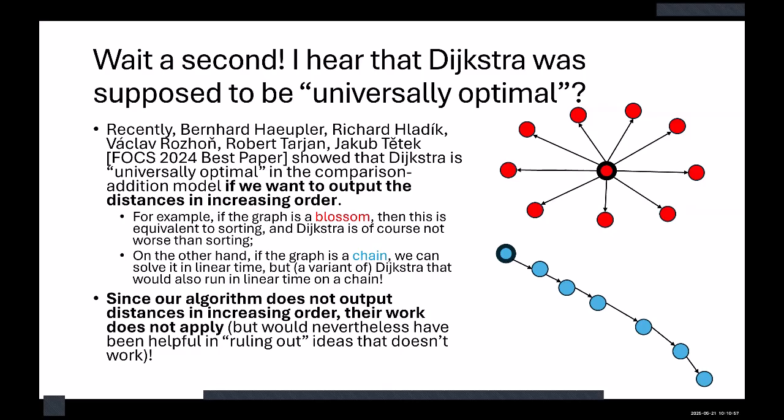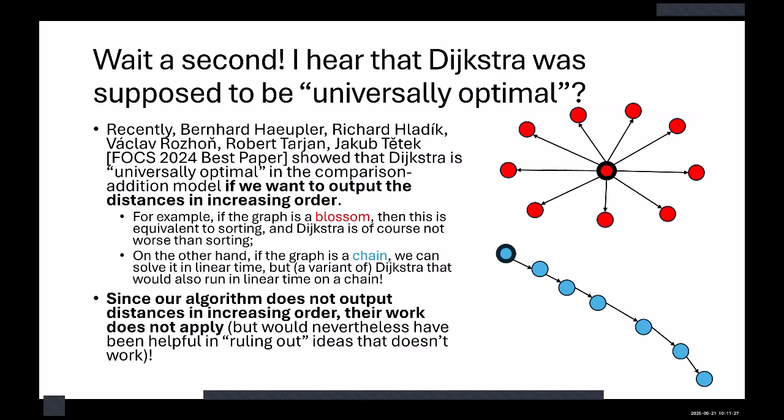What they showed is, let's say, for example, the graph is a star. In this case, if you want to output the distances in increasing order, you essentially have to sort all the weights here. So you're asking for a comparison-based method to sort all the edges in increasing order. As we all know, that takes n log n time, and of course this implementation is also n log n. So indeed, in this case, you can see that Dijkstra is optimal in this sense.